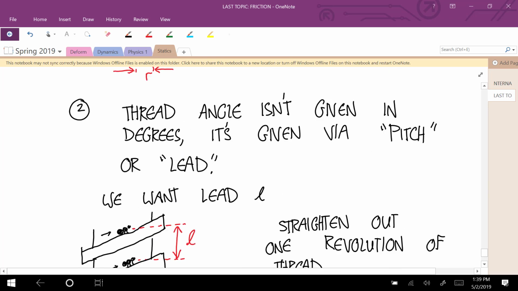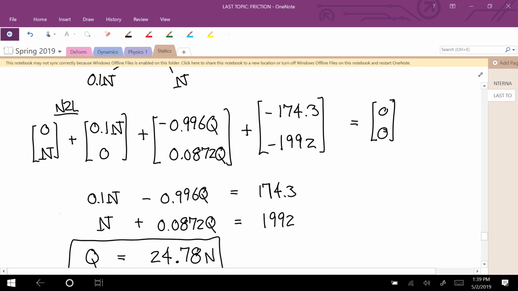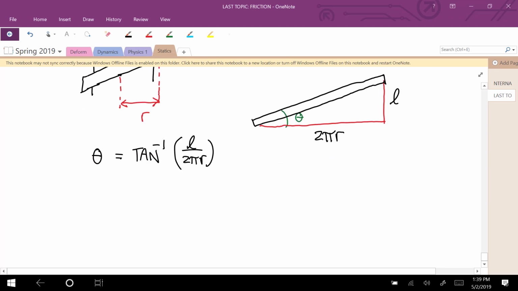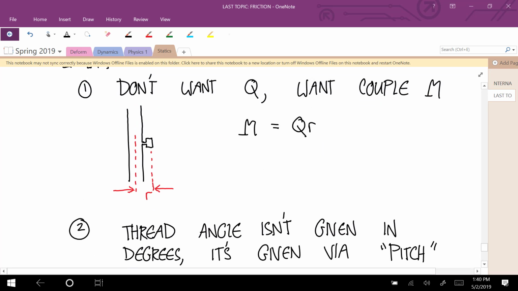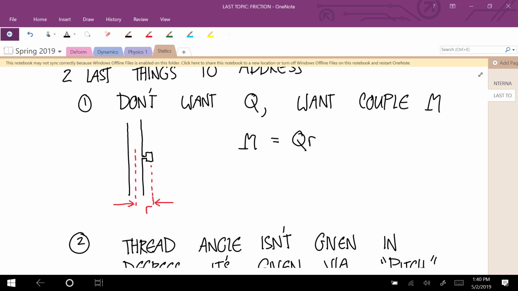One more thing. Let's go back to that example and just figure out what the couple is. No, I didn't give you a radius. Forget that. Any other questions? This one? Okay. It's basically just the distance from the center of the screw to the outside of the thread.